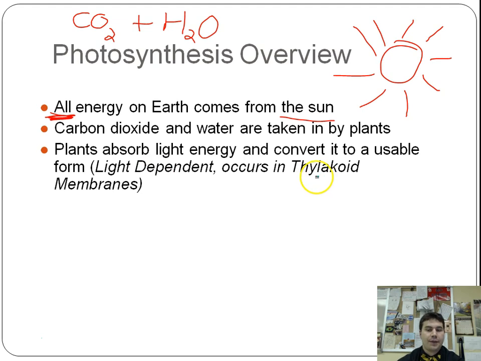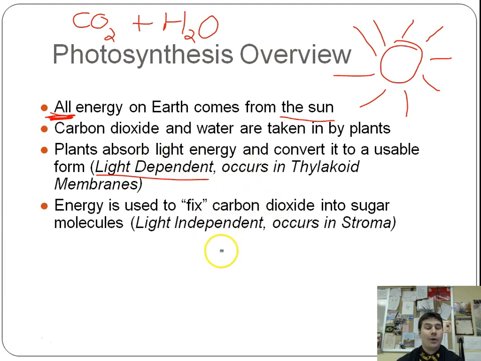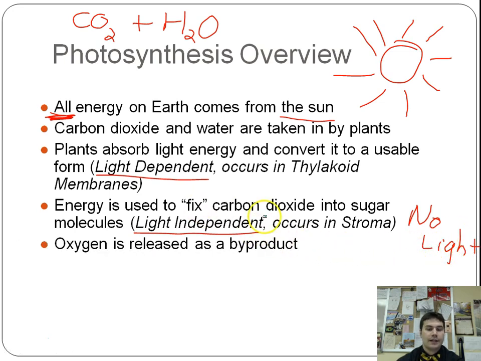Now, we talked about the thylakoid membranes, and we talked about how they produce sugar. Those are light dependent. This reaction right here is absolutely 100% light dependent, which means it needs sunlight to work. No sunlight, it doesn't work. However, to finish building the sugar, it's light independent, which means it doesn't need light. No light and it still would work. All right? And we're gonna talk about that in a little bit.